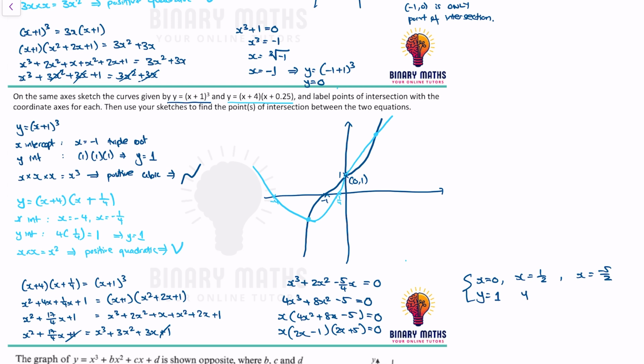If I do the next one, if I do half plus 1 cubed, I get 3/2 cubed, which is 27/8. Half, 27/8 must be that one. And this is -5/2. So it's -5/2 plus 1 cubed is -3/2 cubed, which is equal to y is equal to -27/8. So that must be that one, which is -5/2, -27/8. And those are my 3 points of intersections.